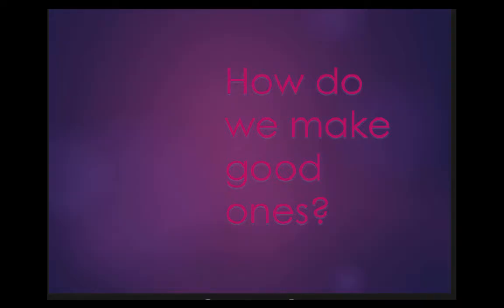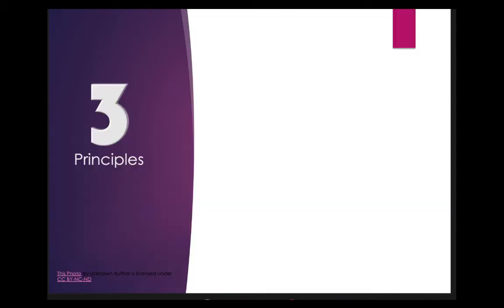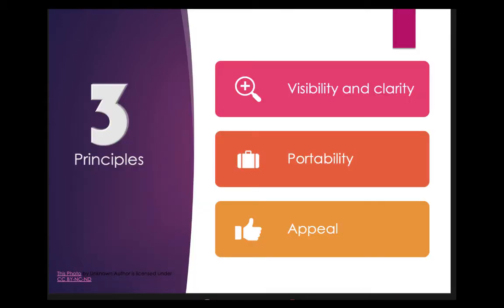All right, welcome back. This is the second half of visual aids, and we're talking about how to create really good visual aids. That's where we're going next, because we've looked at some basic principles, we've looked at categories of visual aids. Now we're going to look at how to design really good ones. And I'm going to give you 3 fundamental principles. Visibility and clarity is the first one.